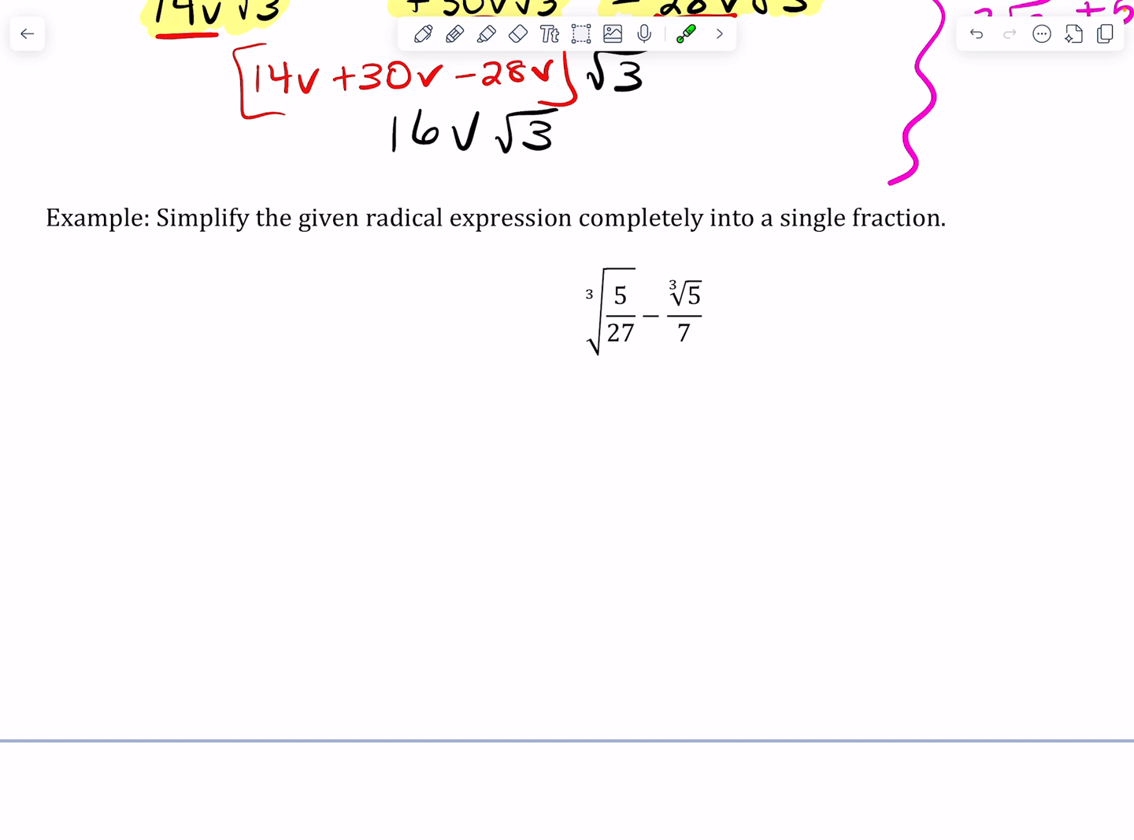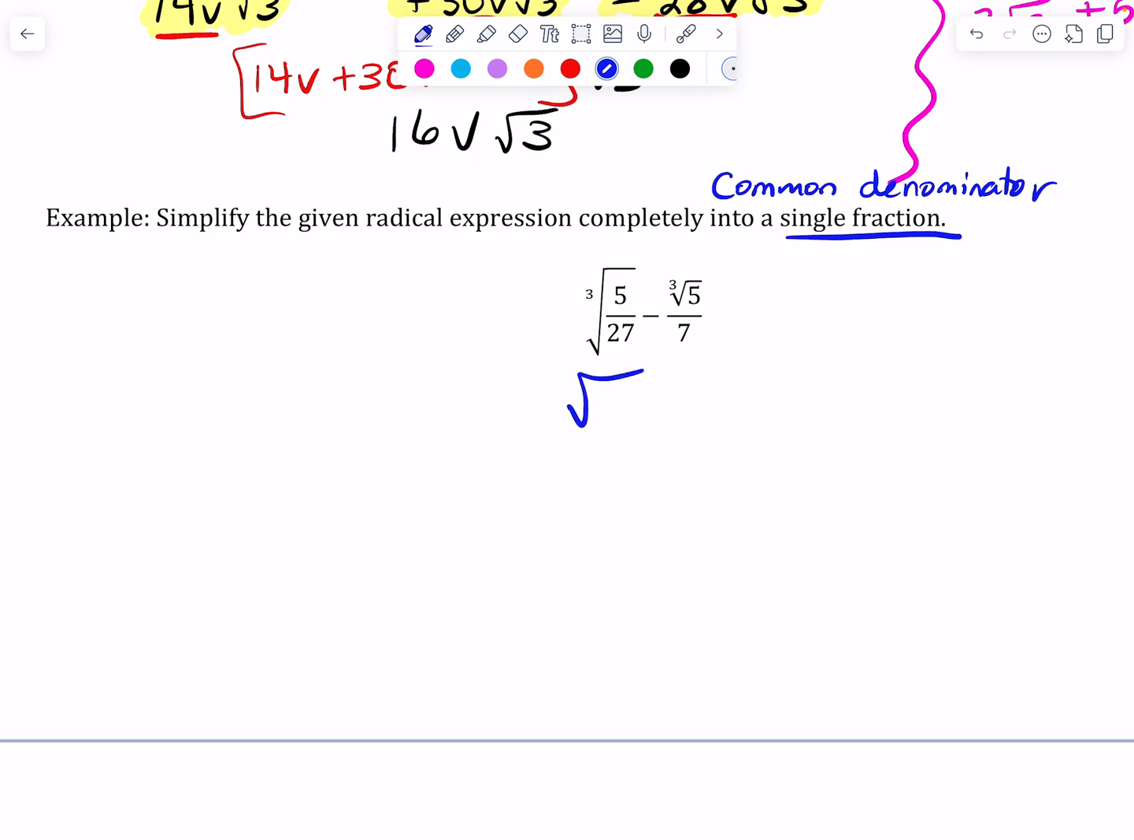So this one is a little more complicated. It has some fractions. So we're going to simplify the given radical expression completely into a single fraction. So how do we write something as a single fraction? So for us to do that, we need to get a common denominator. So first, we're going to simplify these the best that we can.